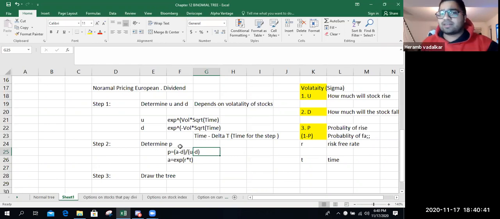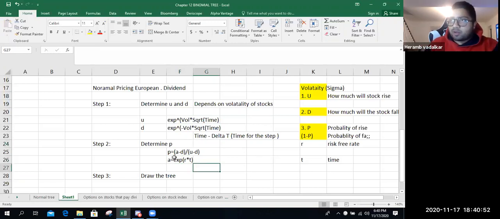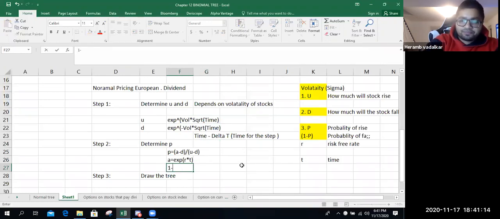Step 2, determine P and 1 minus P. P is the probability of going up. It is given as A minus D divided by U minus D. U and D you have already calculated, so substitute here, but we need A. So first calculate A. A is exponential R into T. Substitute here, you get P. Once you have P, you can calculate 1 minus P.